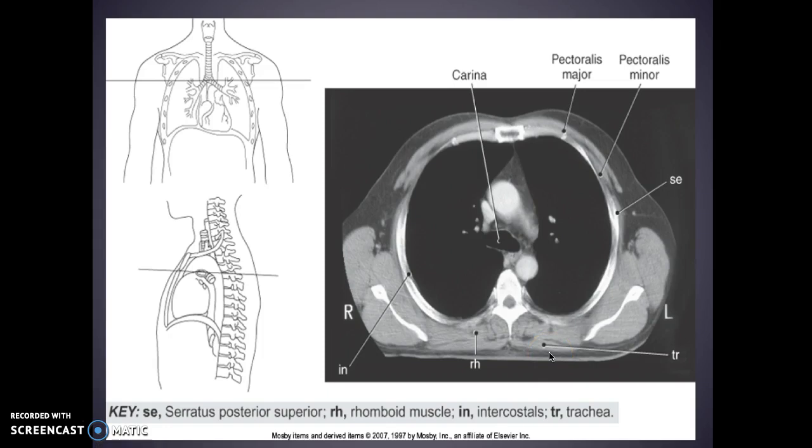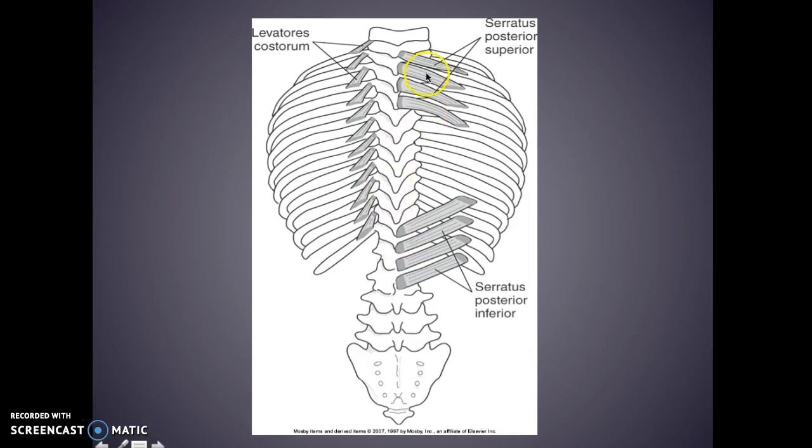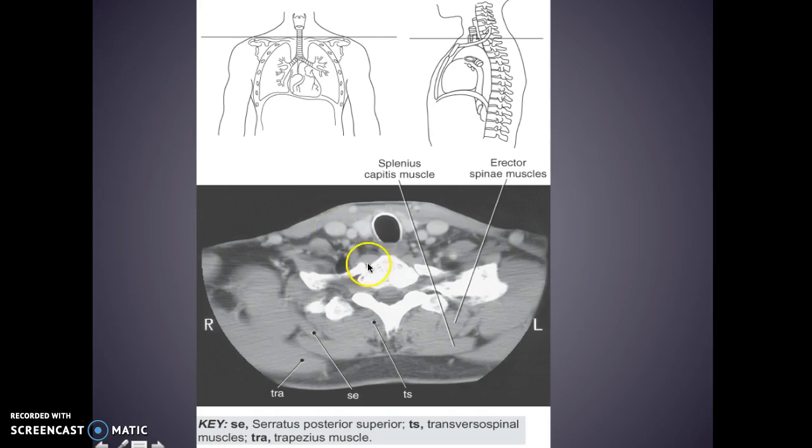So you have your trapezius in the back with your rhomboid and your intercostal muscle, so it's hard to see there, as you can see. Your serratus posterior superior, your serratus posterior inferior, and you have your levator muscles back posteriorly. So when we're looking at your splenius capitis muscle here and your erector spinae muscle, here's your transverse spinous muscle, and your trapezius is back here. And your serratus muscle is right there, that little guy.